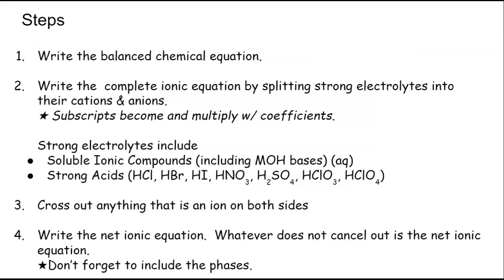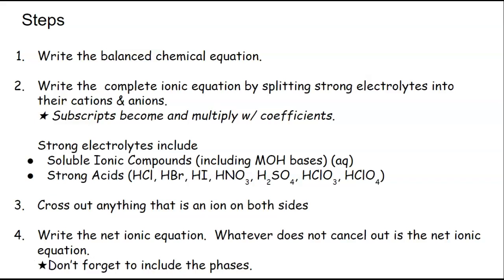So the steps for writing net ionic equations are as follows. First, you're going to write the balanced chemical equation, also known as the balanced molecular equation. That's the sort of balanced chemical equations we've been writing the whole entire time, where everything is shown as molecules and we use coefficients to balance them. The next thing we're going to do is write the complete ionic equation, and we do that by splitting things that are strong electrolytes into their cations and anions.